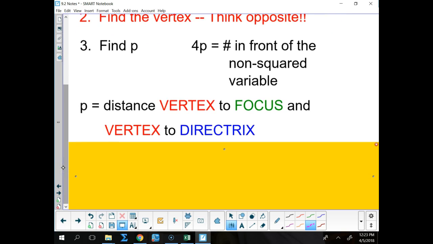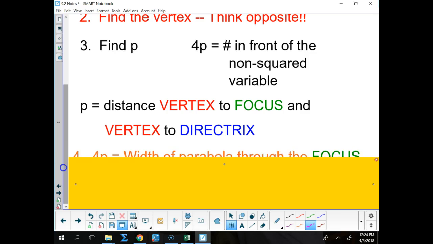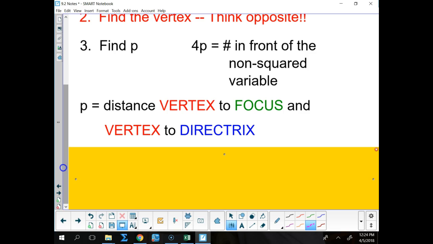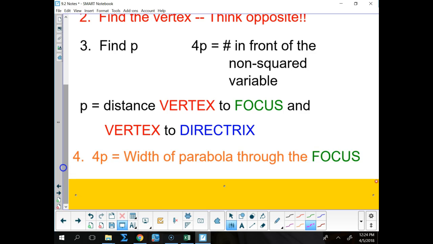Fourth step from yesterday. By the width of the parabola. How wide is the parabola? So the width of the parabola is 4p. Where is it 4p wide? Through the focus. Yep. Okay. So step number 4 is find the width of the parabola through the focus.